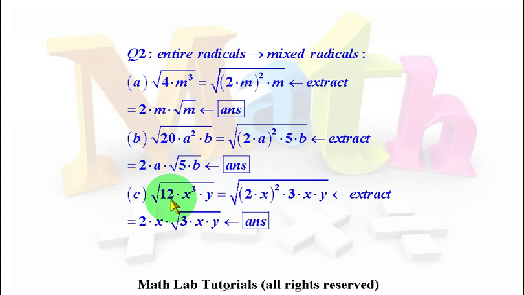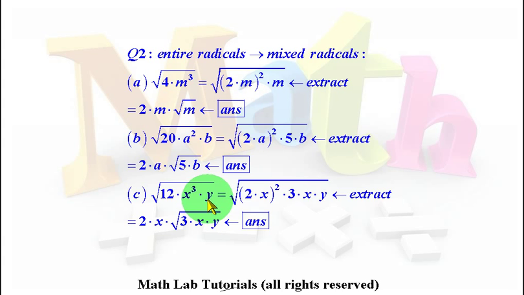Now 12 can be written as 4 times 3, and we know the square root of 4 is 2. But before we even do that, open up a square root, open up a set of brackets, raise to the power 2, and leave this blank. Okay, again, 12 can be written as 4 times 3. Now the square root of 4 is 2. You can drop it in. And then x cubed can be rewritten as x squared times x. The square root of x squared is x. Drop it in. And of course, the square root of y, I don't know what that is, so you have to leave that alone.